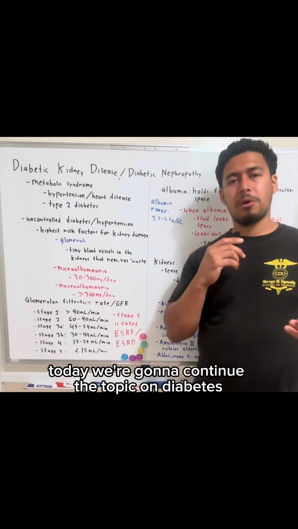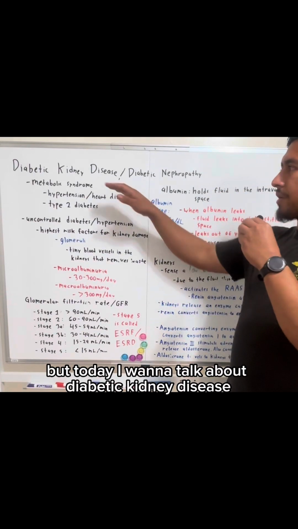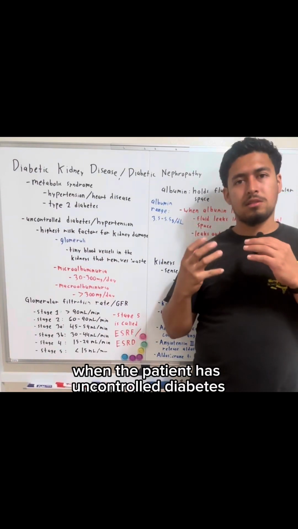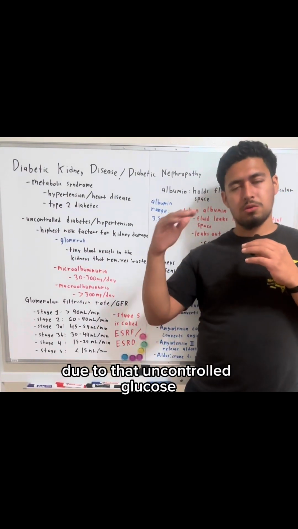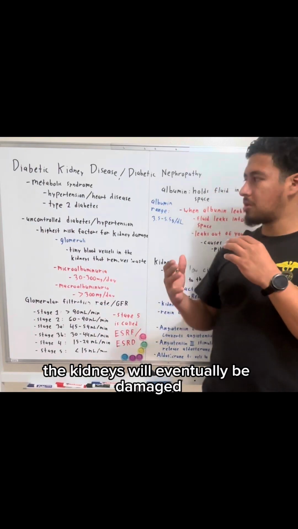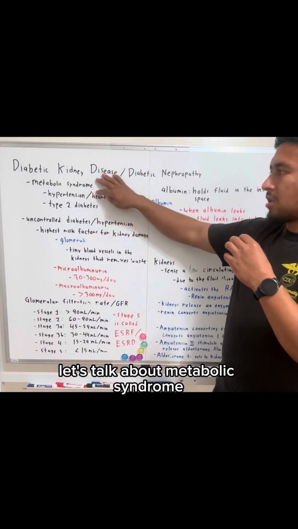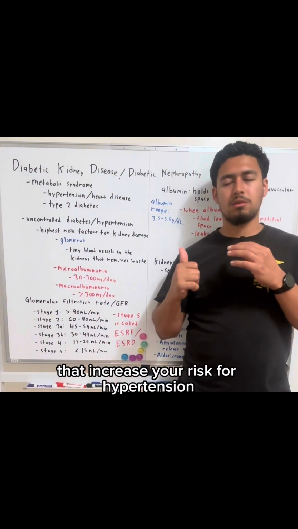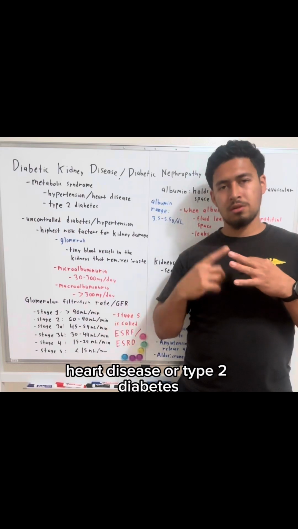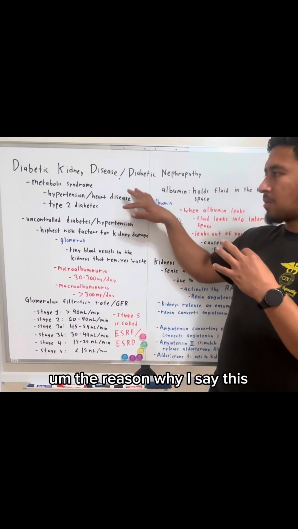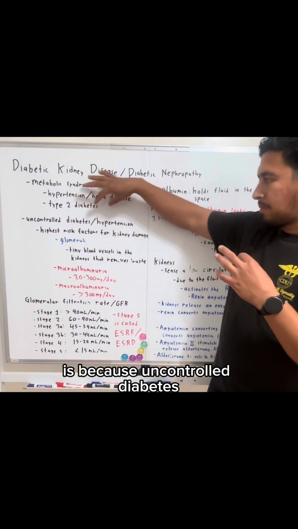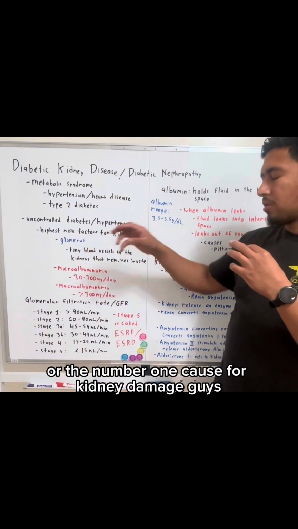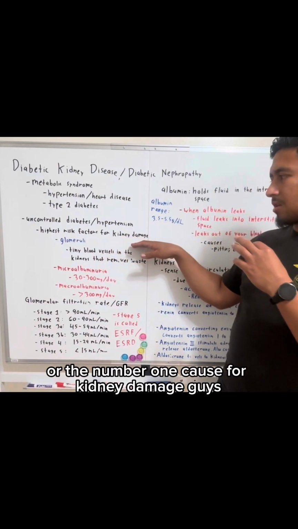Today we're going to continue the topic on diabetes, but today I want to talk about diabetic kidney disease or diabetic nephropathy. When the patient has uncontrolled diabetes, due to that uncontrolled glucose, the kidneys will eventually be damaged. Coming over here, let's talk about metabolic syndrome. Metabolic syndrome basically means when you have risk factors that increase your risk for hypertension, heart disease, or type 2 diabetes. The reason why I say this is because uncontrolled diabetes or uncontrolled hypertension is the highest risk factor, or the number one cause for kidney damage, guys.